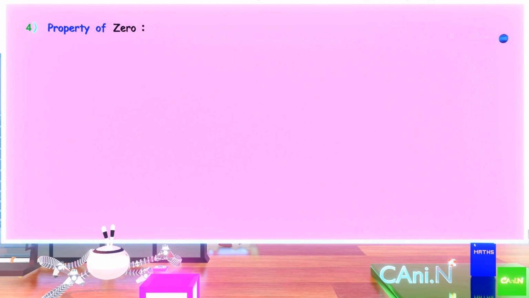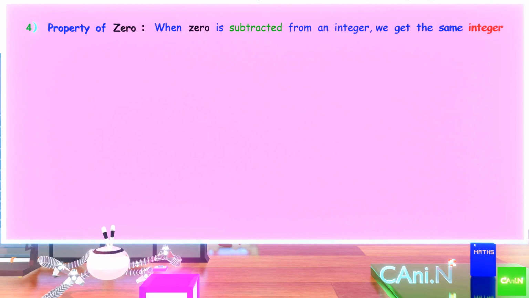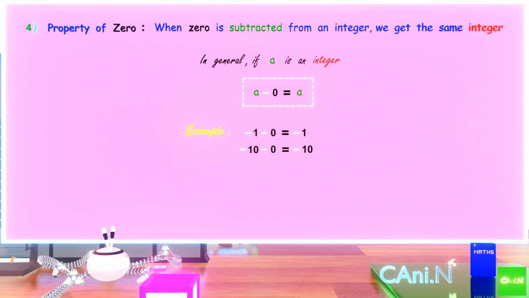Property of 0. When 0 is subtracted from an integer, we get the same integer. In general, if a is an integer, then a minus 0 equals a. Example.